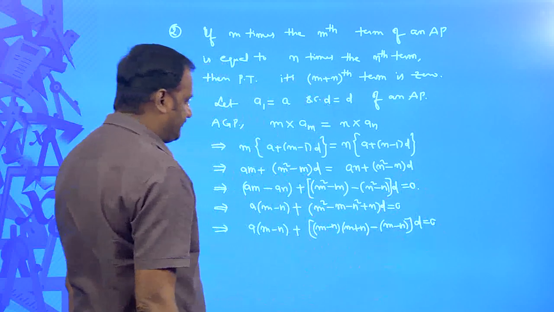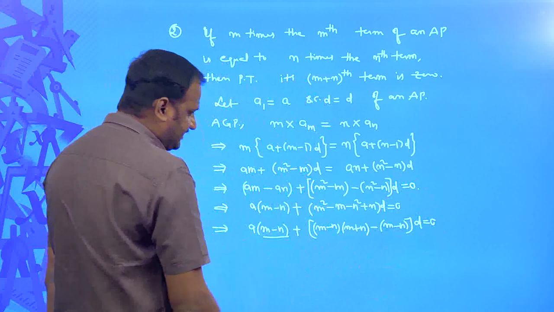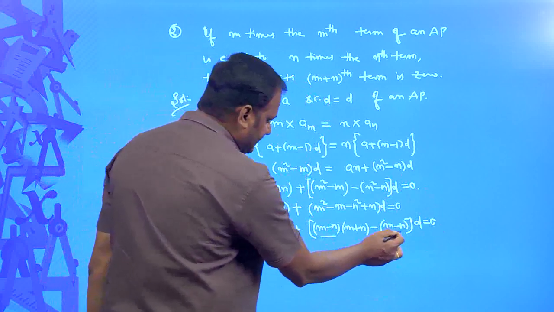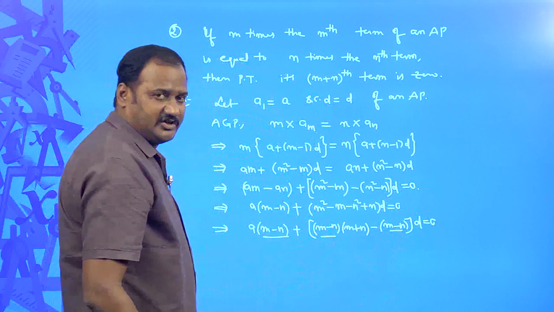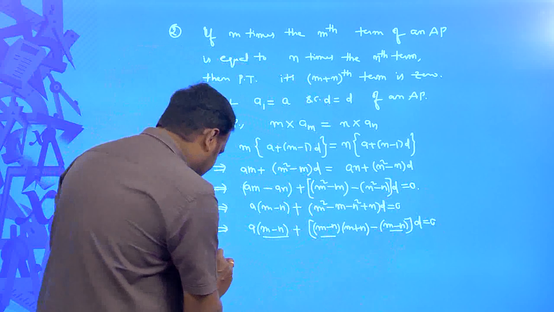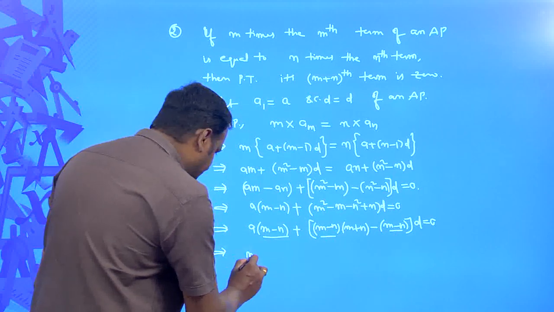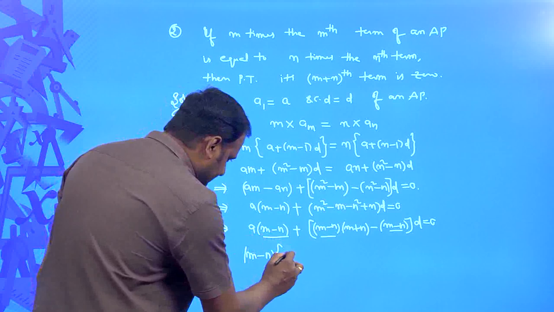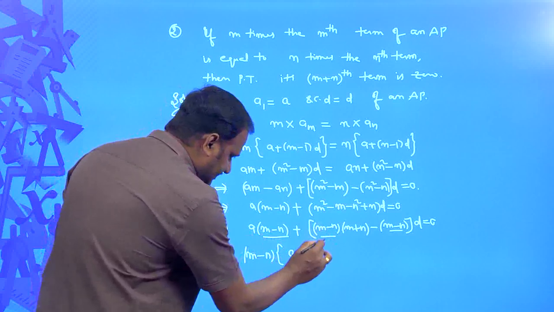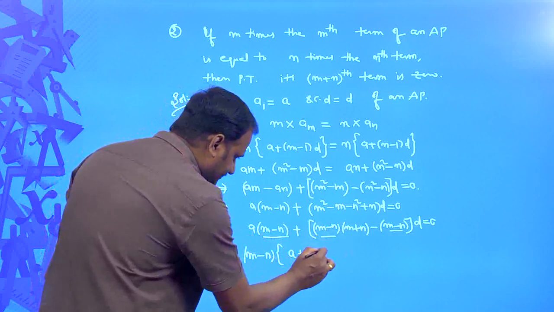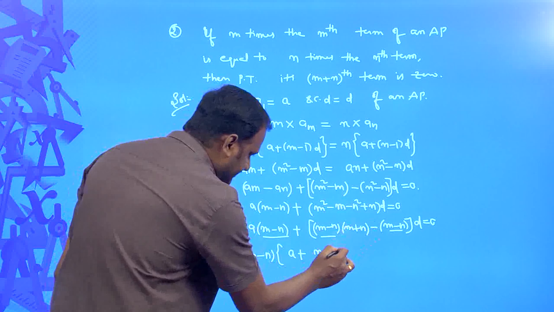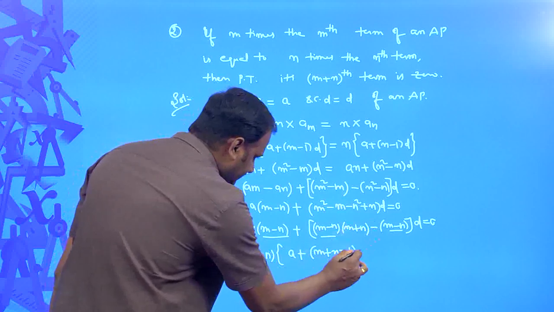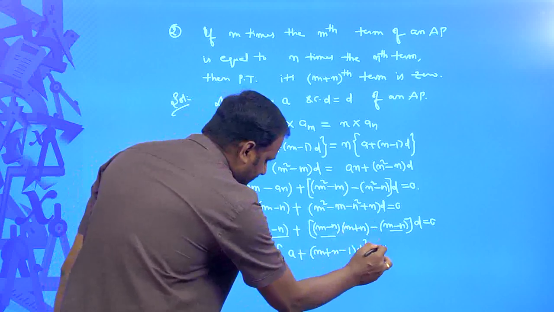See, totally, if you observe, we have m minus n here, m minus n here, m minus n here. So, you can take m minus n common. So, when you take m minus n common, m minus n into, here the terms are a plus, here m minus n taken common, remaining m plus n, and then here it is minus 1 into d is equal to 0.